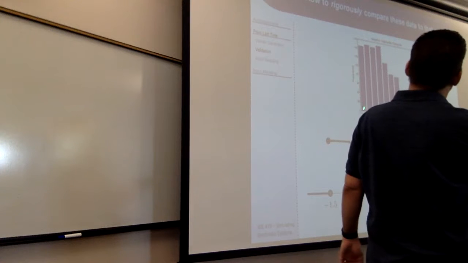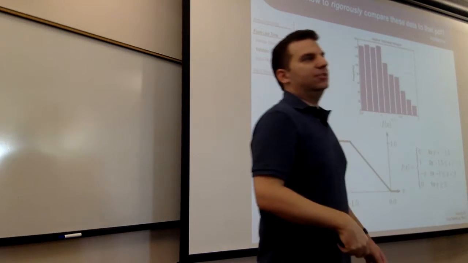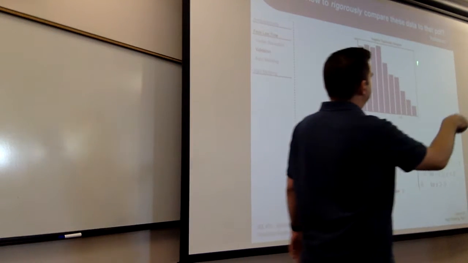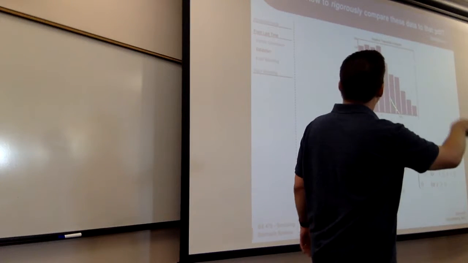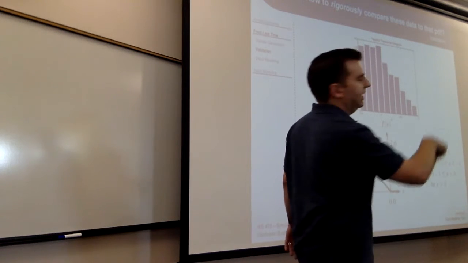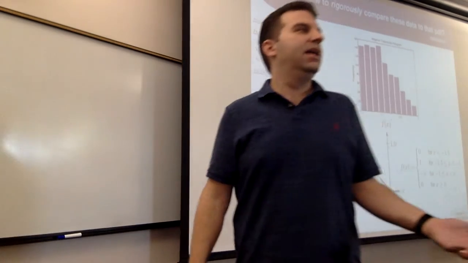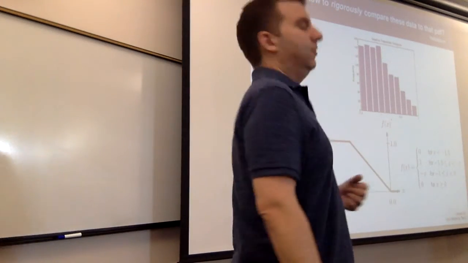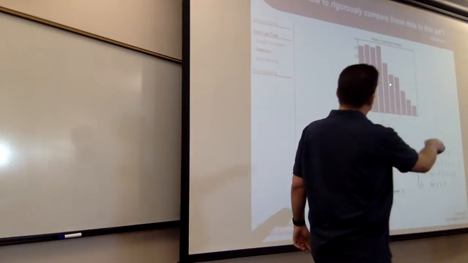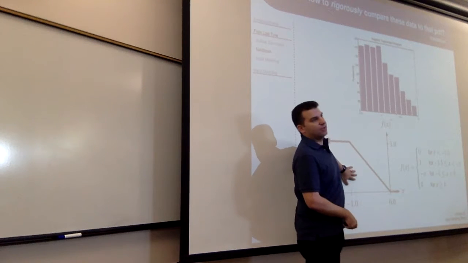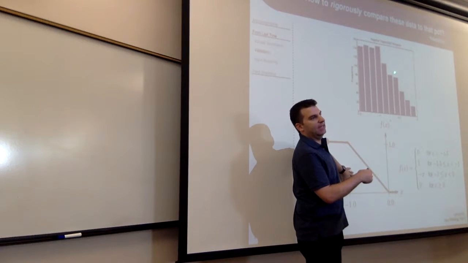How do I know it's not just bad luck on a triangular distribution or bad luck on a uniform distribution? Or maybe this is actually normally distributed and maybe I truncated it by accident when I was taking my data. So those are the questions that we have to deal with now. How do we rigorously compare this hypothetical distribution to these real data?